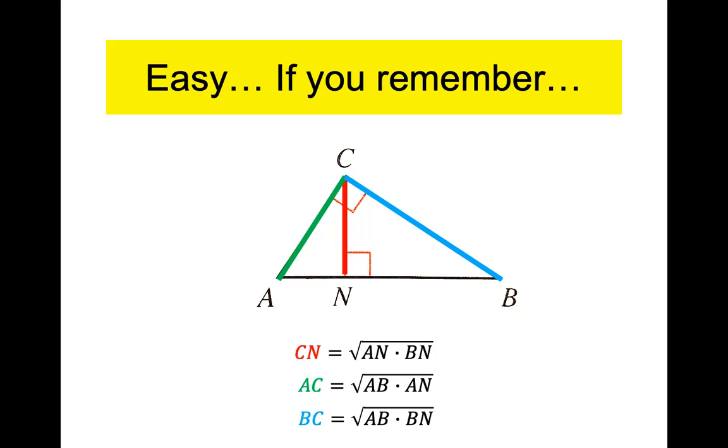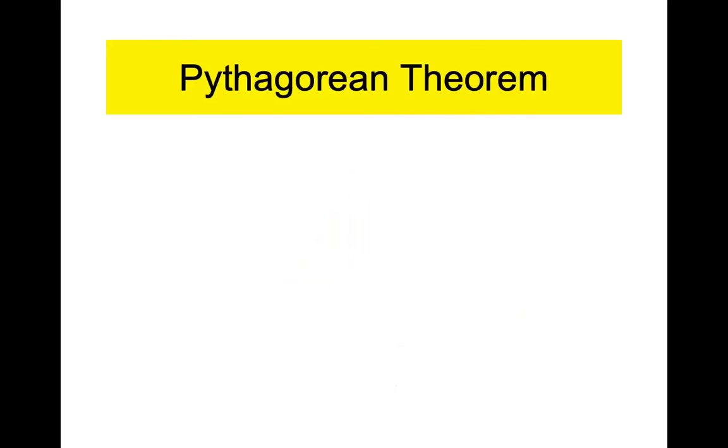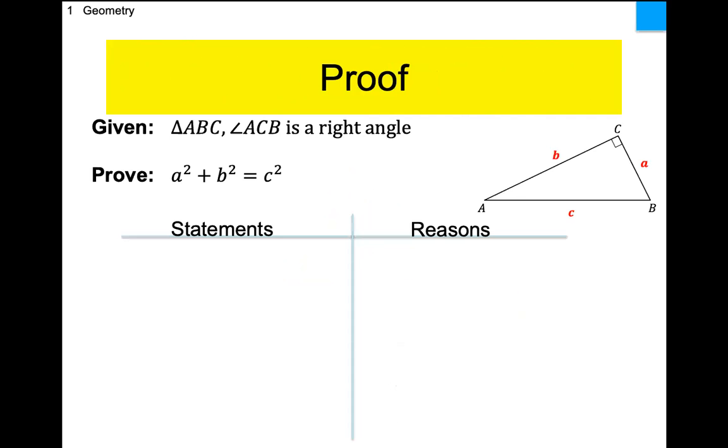Now, these were 3 different things about a right triangle, but when most people think about a right triangle, they don't think about this thing. They think, hey, we got a right triangle. You immediately think Pythagorean theorem, right? Okay, so let's talk about Pythagorean theorem. My favorite proof in geometry, this one right here. So here we go.